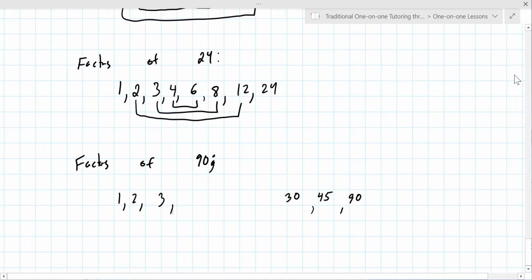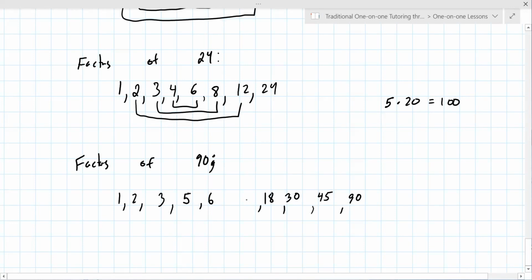Does 4 work? Okay, 4 doesn't go into 90. I think 5 works. Yeah. And 6 also works. What number does 5 go with, though? I remember that it goes with 18, so 5 times 18. Yeah, 5 times 20 is 100, so 18.